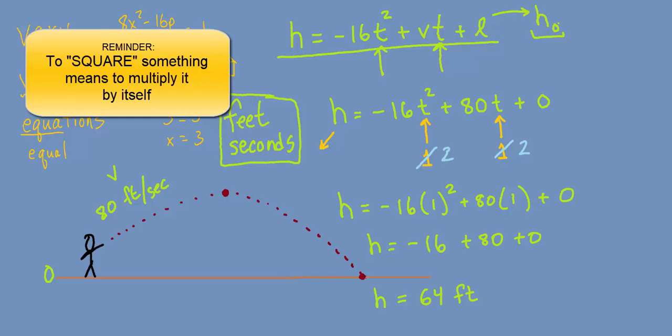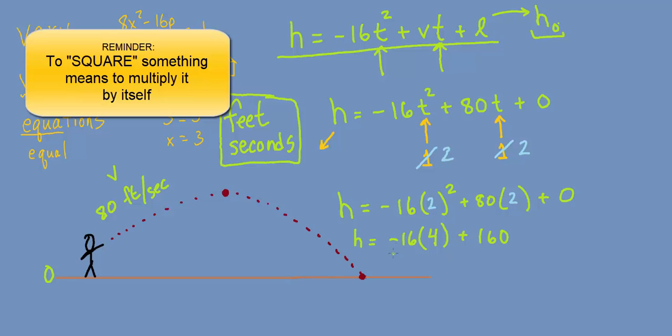Let me erase some of these numbers here. Okay, putting in a 2 for T because we want the height at 2 seconds now. So our handy dandy formula is going to give us the answer. Now we have to square the 2. 2 squared is 4. Then we're going to be multiplying that by the negative 16. And then 80 times 2 is 160. And again, it's plus 0, so that doesn't matter.